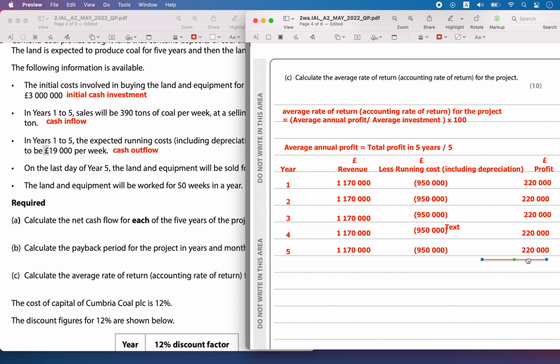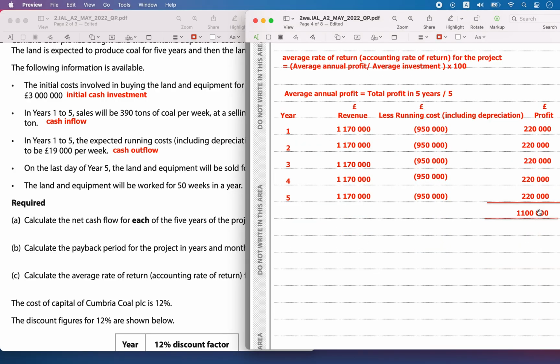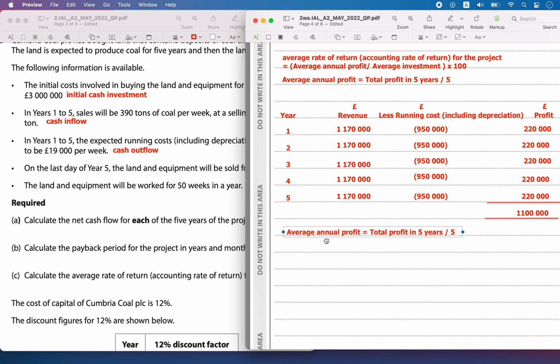In certain cases the cash inflow and outflow may not be the same each year. In such cases you add up to get the total profit and then calculate the average annual profit. Let's calculate the average annual profit over 5 years. That is equal to the total profit received over the 5 years, 1,100,000, divided by 5. That is equal to 220,000 pounds. So that is the average annual profit.